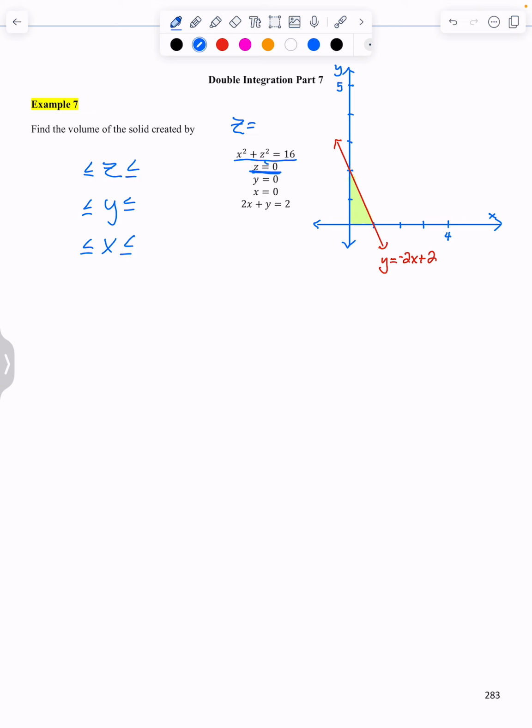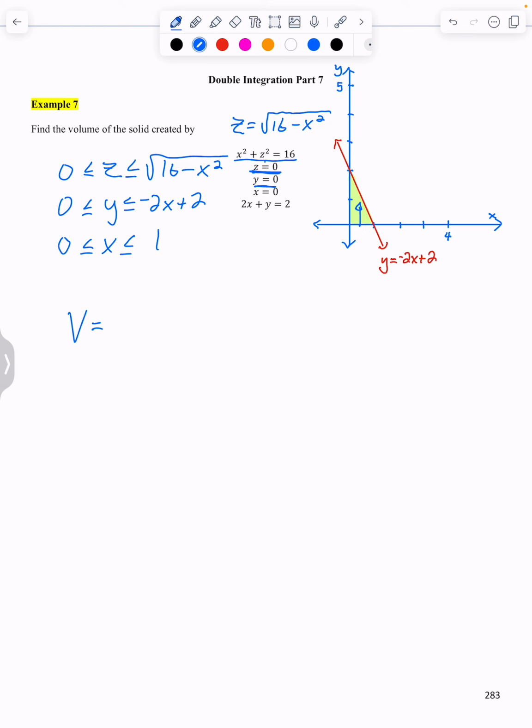If I do that, I get a plus or minus. What I'm saying is we get a plus or minus, but we're going to use a plus. There's nothing in this problem that tells us that, so it's kind of subjective. So we'll go with z between 0 and the square root of 16 minus x squared. And then for y, I can just take a look at my picture. Y is 0 all the way up to the line, negative 2x plus 2. And then x goes, from my picture, from 0 to 1.